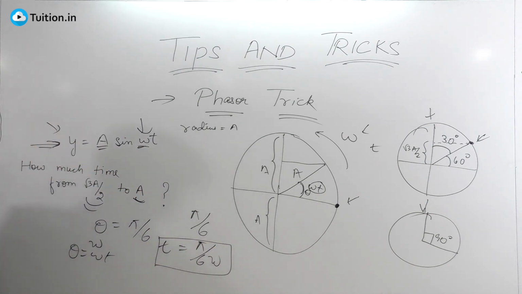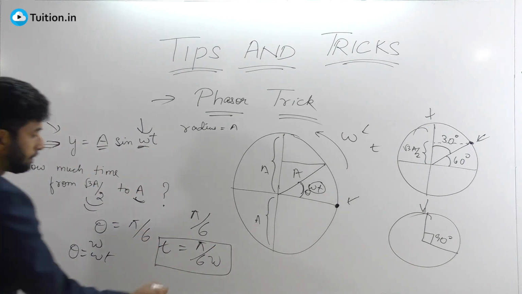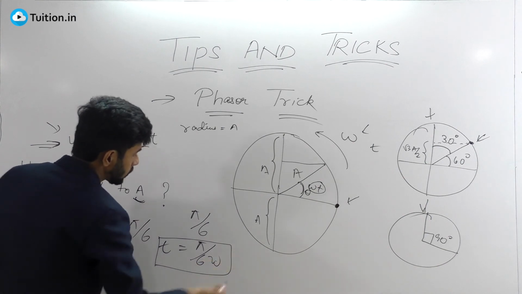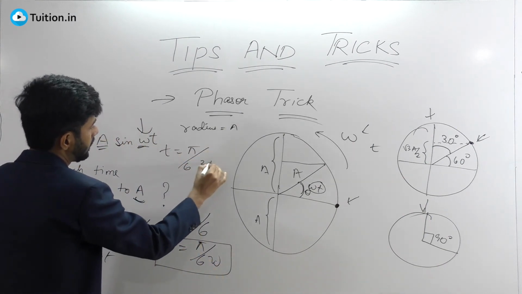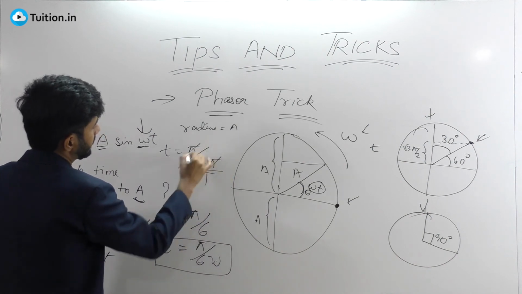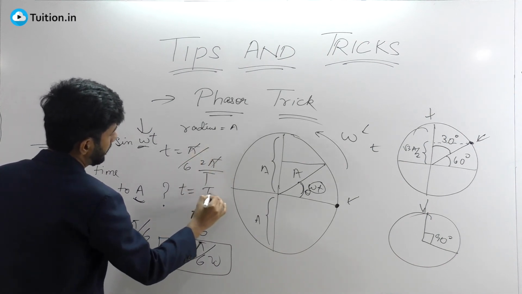In case you need, you can also do it in terms of time period. You can replace omega with 2 pi by T. So t is equal to pi by 6 divided by 2 pi by T. When you cancel this out, t will be equal to capital T by 12.